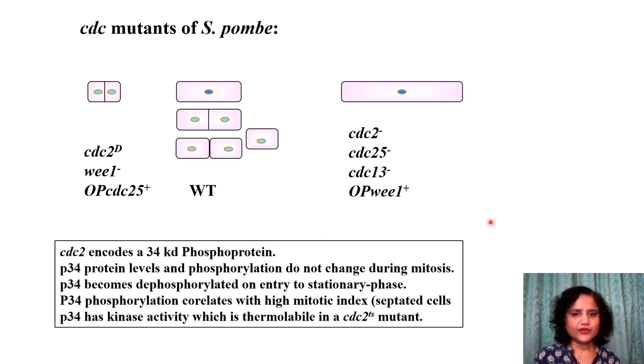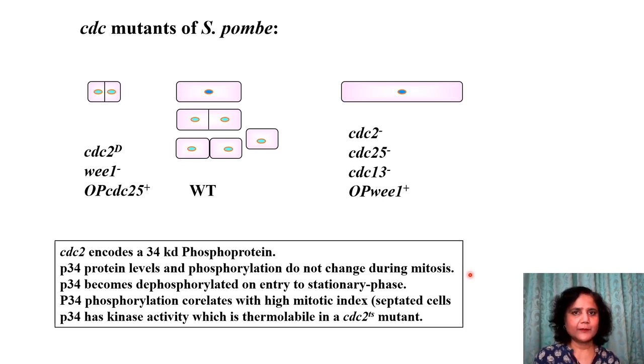So the CDC2 mutant was studied and the gene defective in it was cloned by complementation. And of course, to study this further, once the gene has been cloned, you can predict its protein sequence and develop antibodies. And using these tools, it was found that the CDC2 gene encodes a 34 kilodalton phosphoprotein, that is a protein which is phosphorylated.